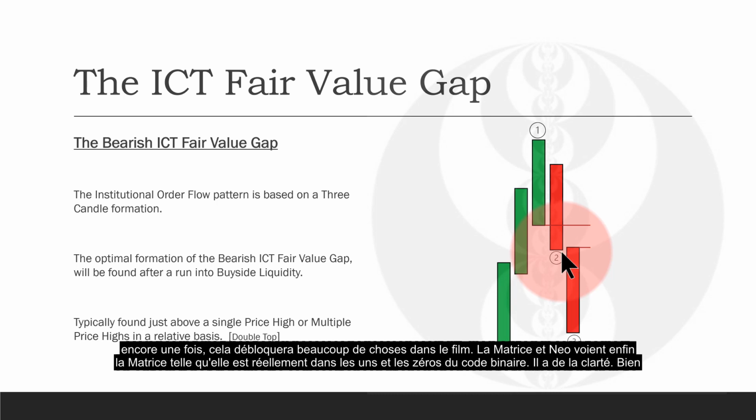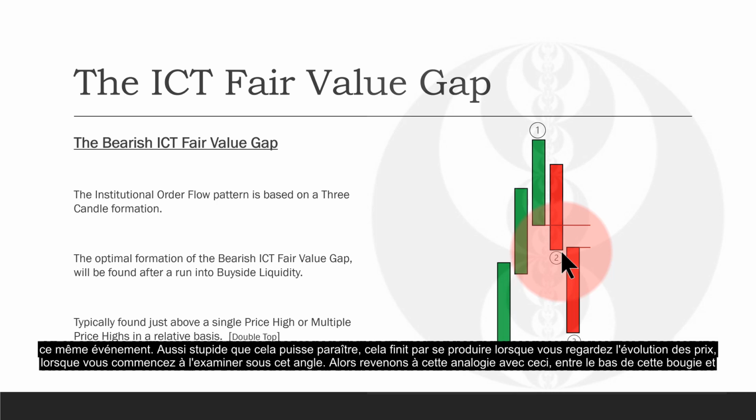Remember the movie The Matrix? And Neo finally sees the Matrix as it really is, in binary code, ones and zeros. He has clarity. Well, that same event, as silly as it may sound, ends up happening when you look at price action from this perspective.